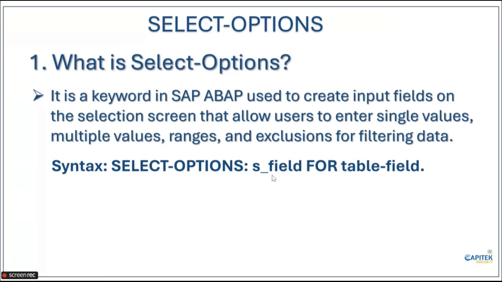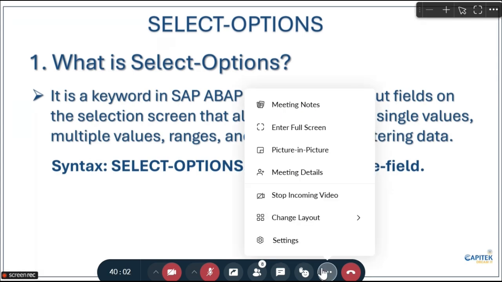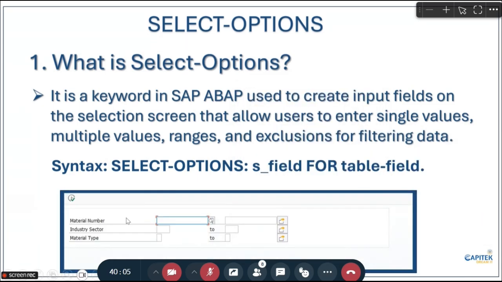Basically, to use select options, we use the syntax SELECT-OPTIONS, then the variable name like s underscore field, FOR table and the field name. Okay, the table here is your database table, and the field is the field from that respective database table. So by addition of this statement, what happens when you execute your program? Immediately for this field s underscore field, you will see a select option available on the selection screen. Okay, and we'll see that. So this is how it looks.